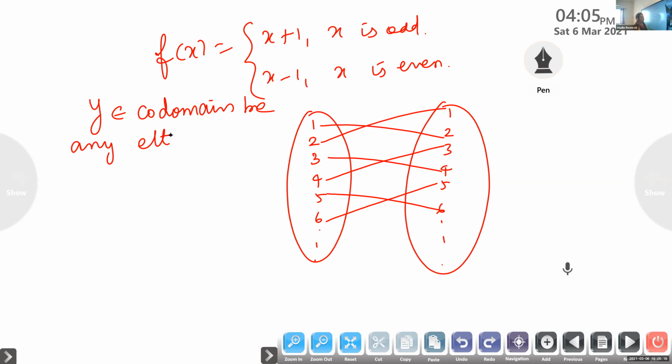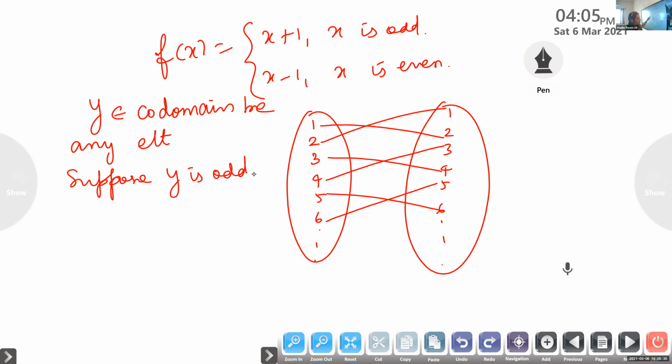It may be either odd or even. So I'm taking the first case. Suppose y is odd. Now look here. If you take an odd element here, look at its pre-image. What is the pre-image? If you take 1, it is mapped onto 2.